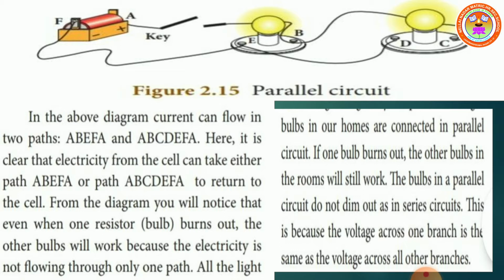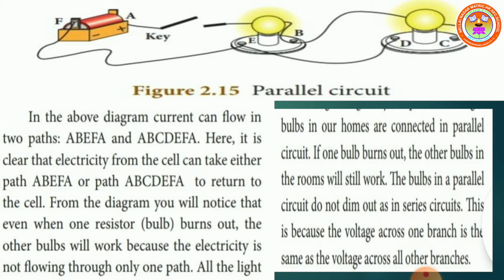From the diagram, you will notice that even when one resistor, a resistor means here bulb, burns out, the other bulbs will work because the electricity is not flowing through only one path.